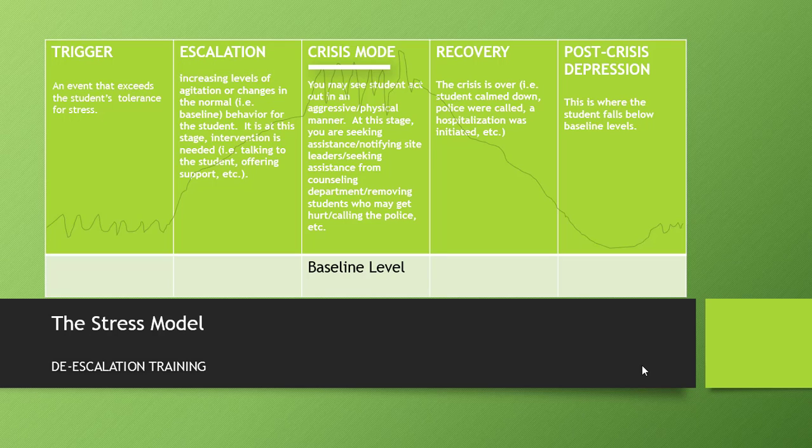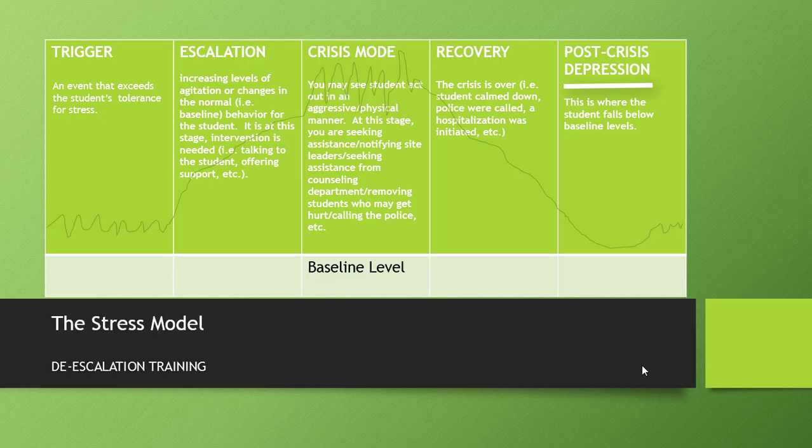Crisis mode, you may see students act out in an aggressive or physical manner. At this stage, you're seeking assistance, you're notifying other departments, and you're also potentially removing the student who may get hurt, or calling the police, or possibly the principal or other administrative team members to support you. Recovery. At this point, the crisis is over. The student has calmed down and some action was taken.